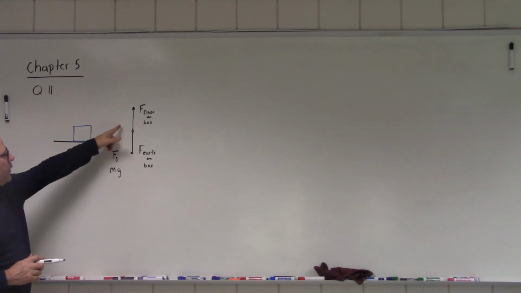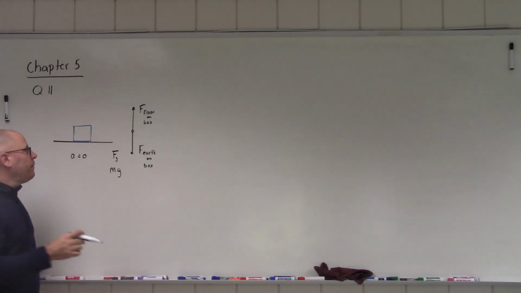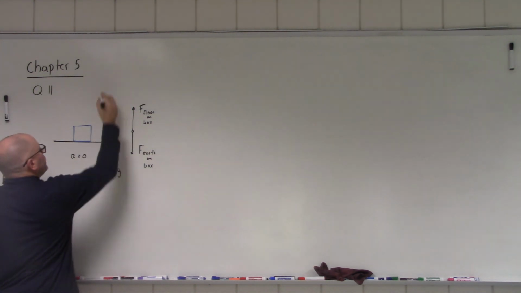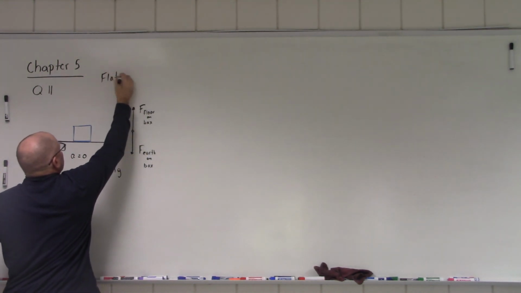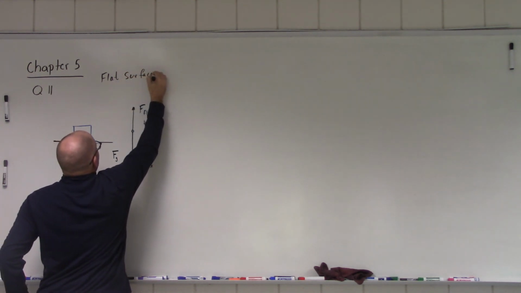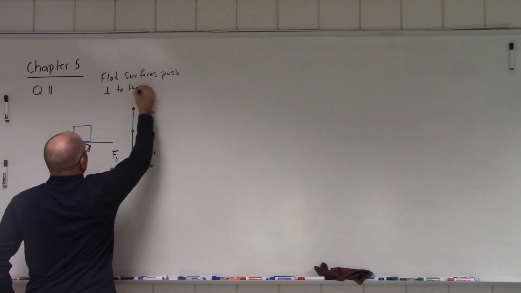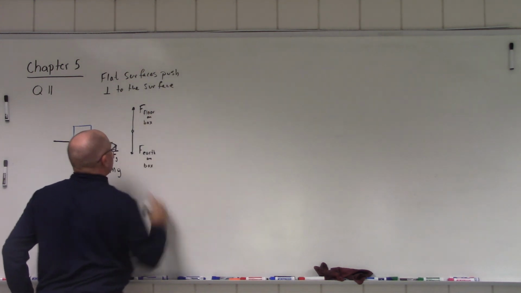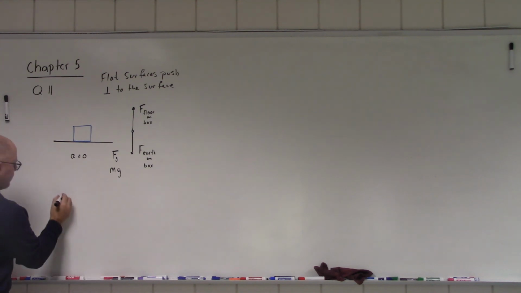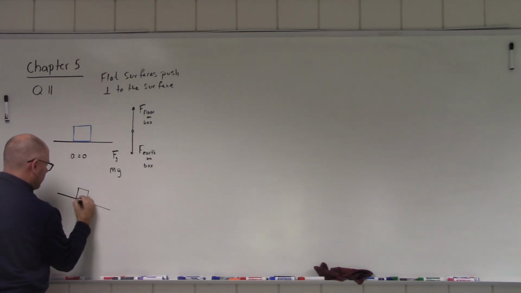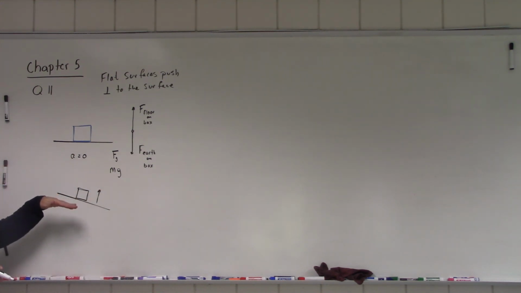But how do you know that the floor is pushing straight up on the box? If the floor was slanted, it wouldn't push straight up, it would push a different way. So flat surfaces push perpendicular to the surface. If you were to put the box here, for example, the floor would push this way, perpendicular to the surface.